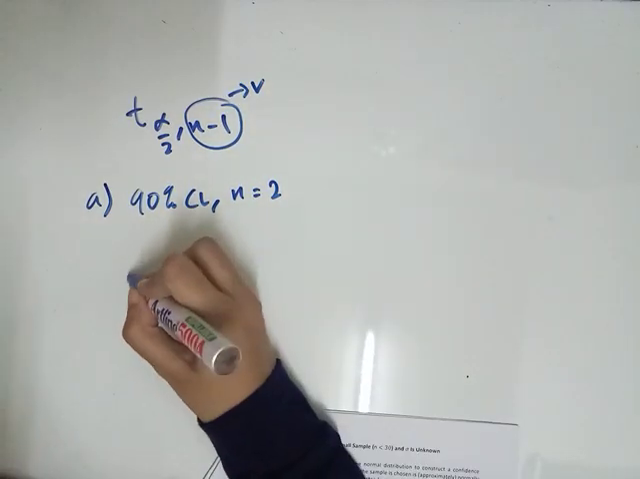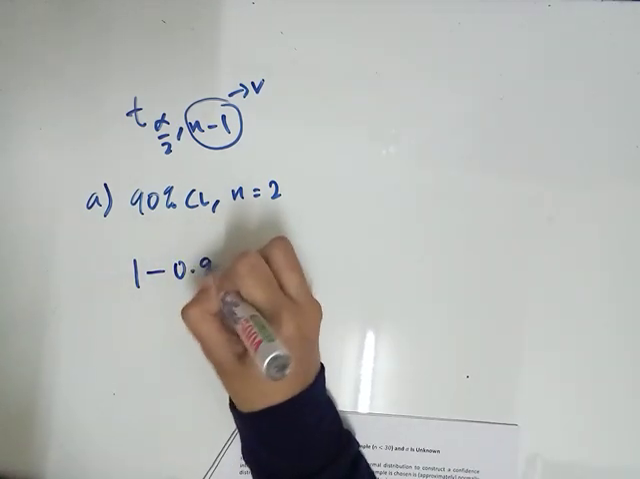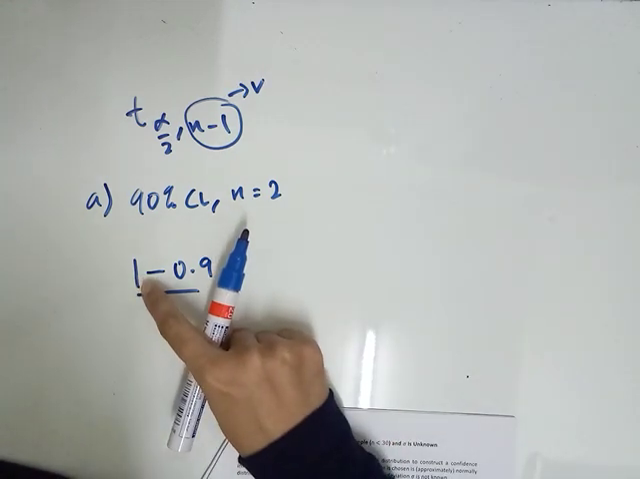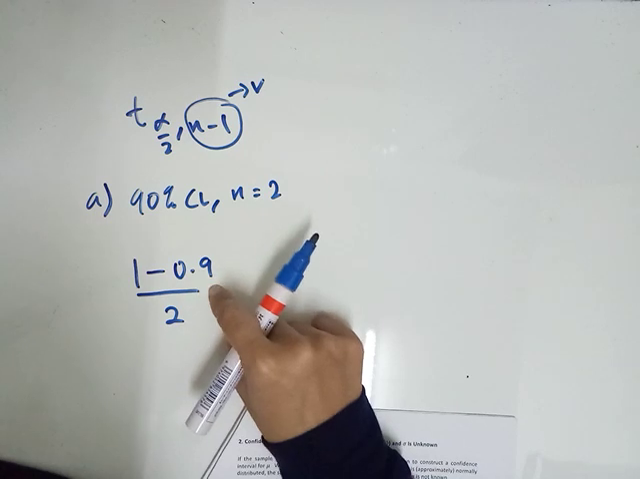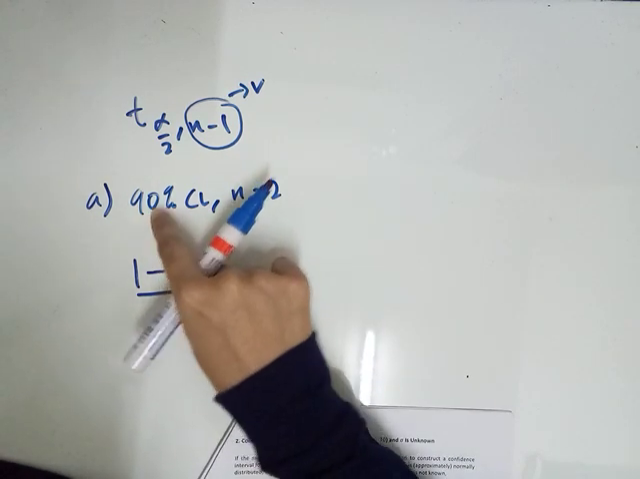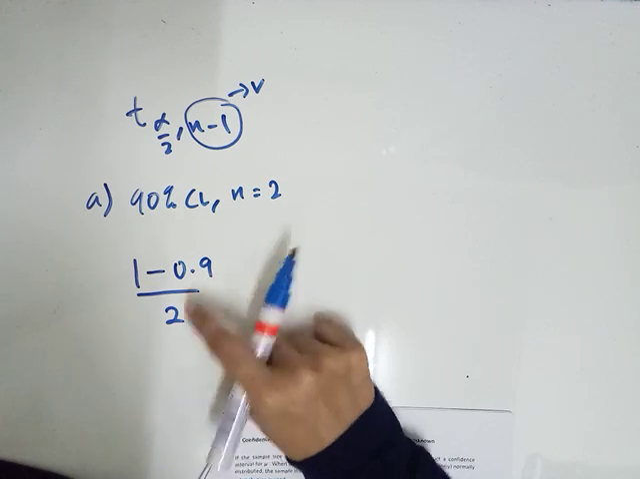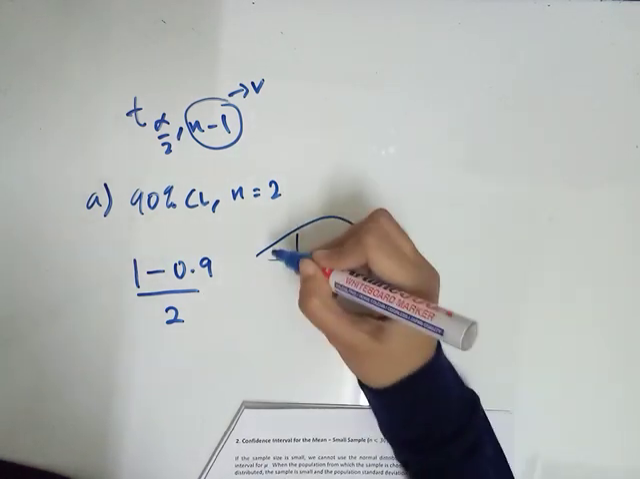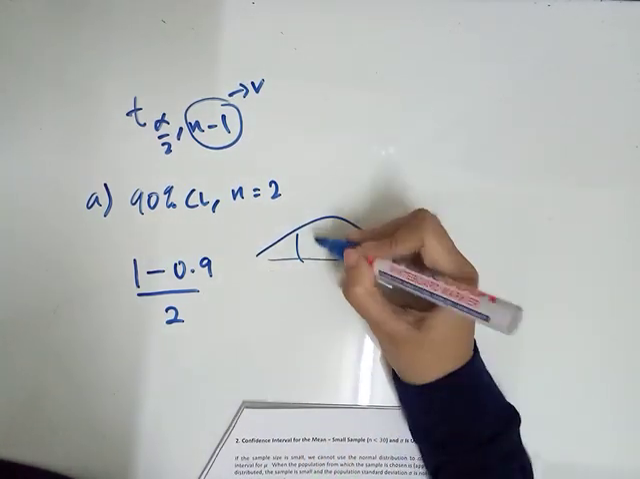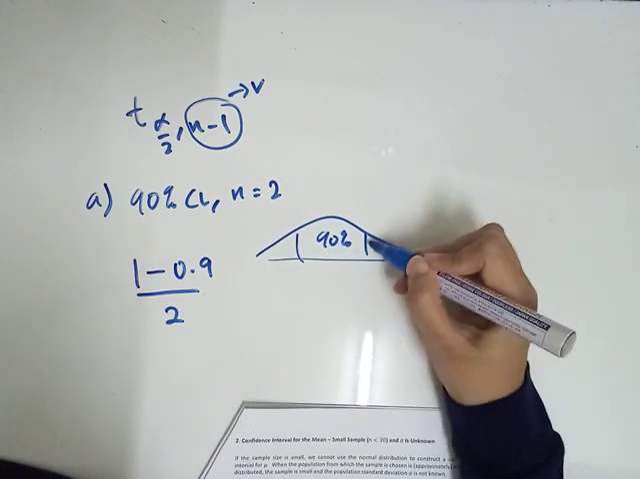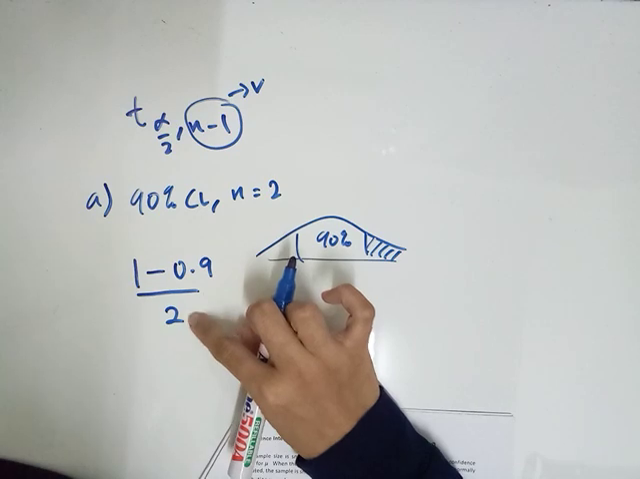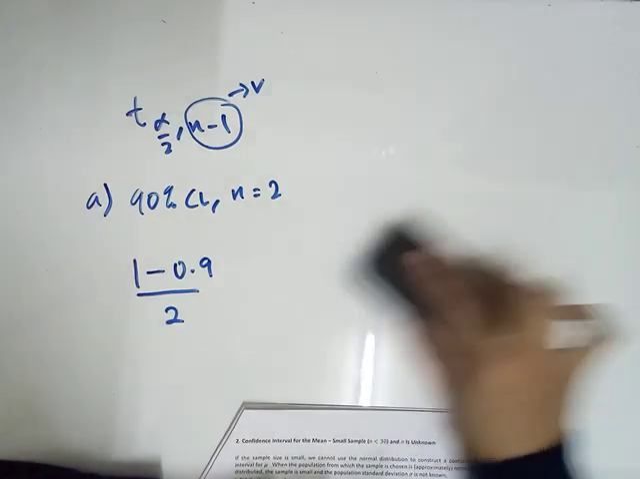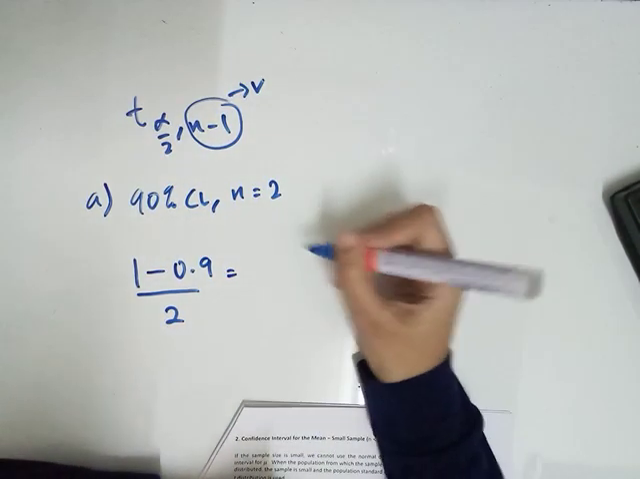Same as before, we have to do 1 minus 0.9 divided by 2. 1 is the total area. Total area equals 1 minus 0.9. 0.9 is this one, 90%, converted into decimals, and then divided by 2. Why? Because we have two tails here, left tail and right tail. This is 90%. So we need to find the area in the right tail only. That is why we have to divide by 2. Therefore 1 minus 0.9 divided by 2, you will get 0.05.